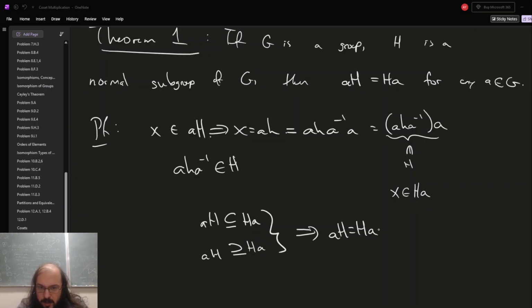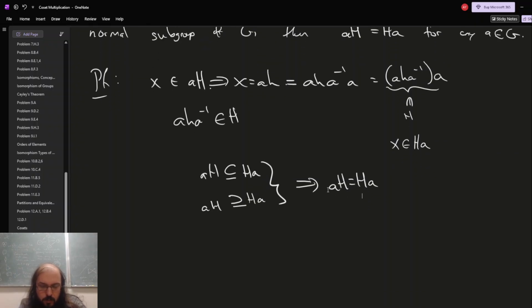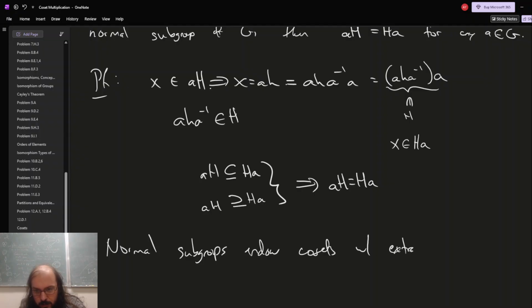Before we do the next theorem, a little bit of discussion. When we have these cosets, in general they are just sets. They don't really have any nice properties or features that are exploitable for a general purpose. However, when you have a normal subgroup, normal subgroups can give them extra properties. So I'll say they endow cosets with extra structure. And I'm going to elaborate on what I mean by that now.